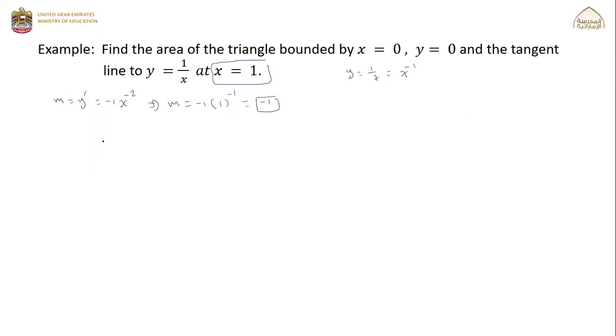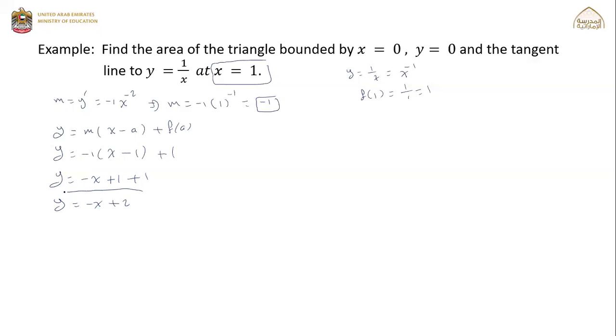The equation of the tangent line is y equals m times x minus a, plus f of a. So y equals, the slope is minus 1, times x minus a, the value of a is 1, plus f of a. f of 1 is 1 over 1, which is 1. After I simplify this equation, it gives me minus x plus 1 plus 1, which is y equals negative x plus 2. So this is the equation of the tangent line.